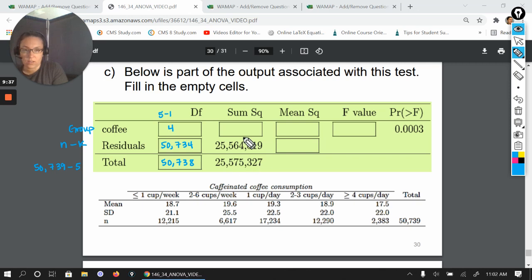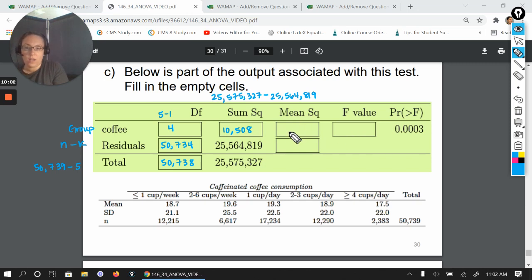So if we take the total, 25,575,327, minus this second number, 25,564,819, we would get the first number, which is 10,508.